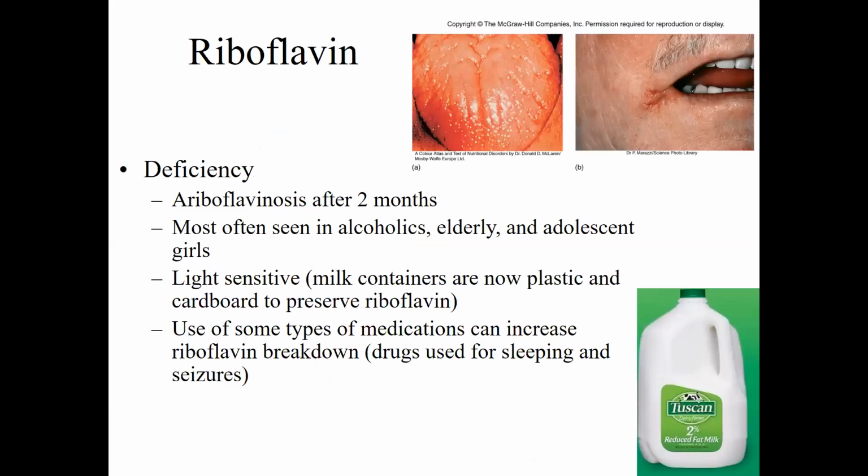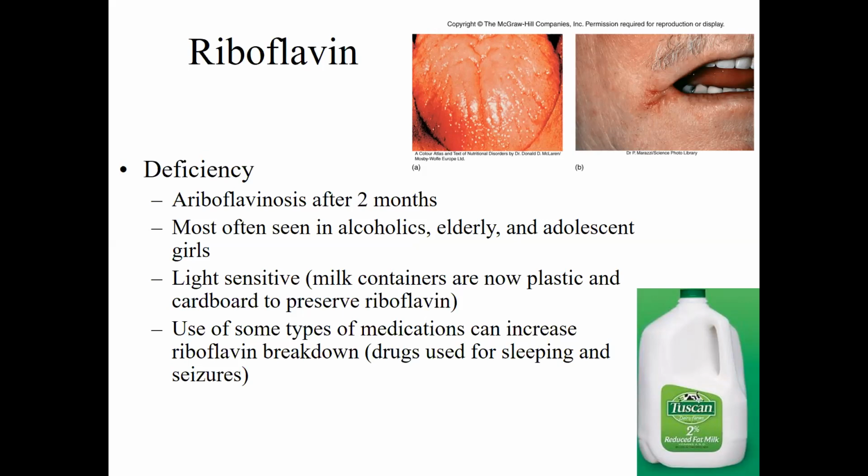So, picture's worth 1,000 words, right? What happens when you have riboflavin deficiency? You officially have ariboflavinosis. That's after 2 months of not having a good riboflavin source. And that is most commonly diagnosed because of its effect on the tongue and the corners of your mouth.